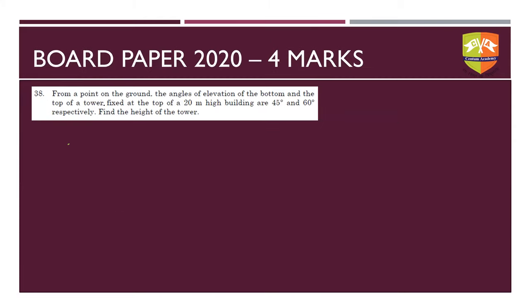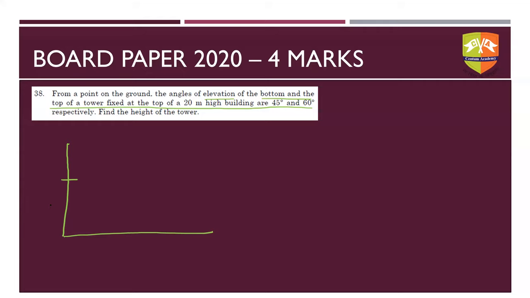From a point on the ground, the angles of elevation of the bottom and the top of a tower fixed at the top of a 20 meter high building are this respectively. So what is the question? Very simple again, straightforward. There is no challenge to this.